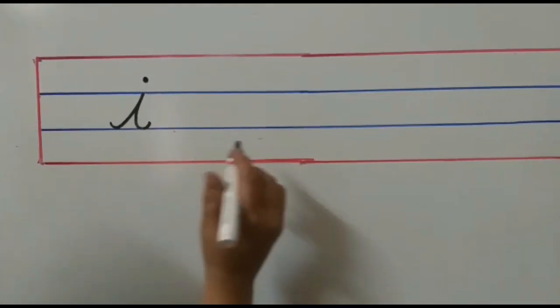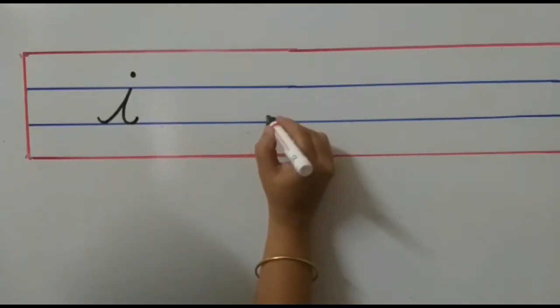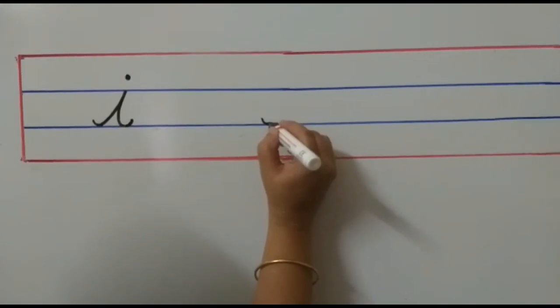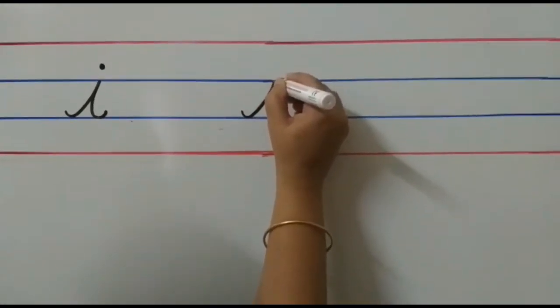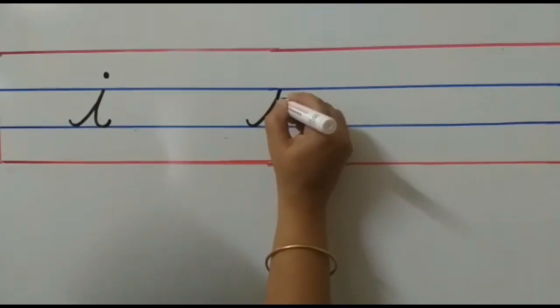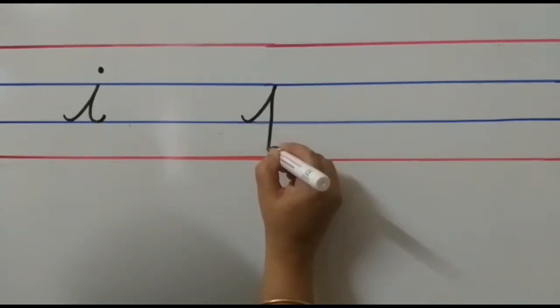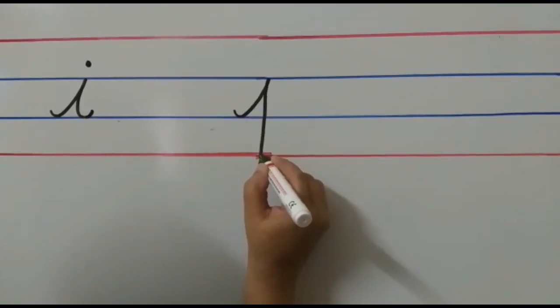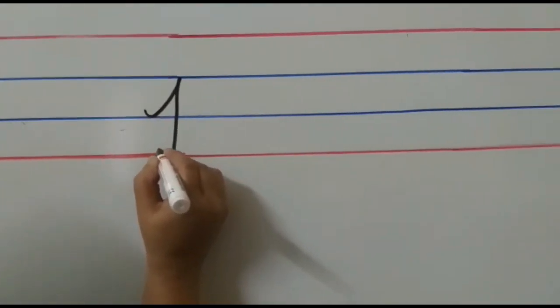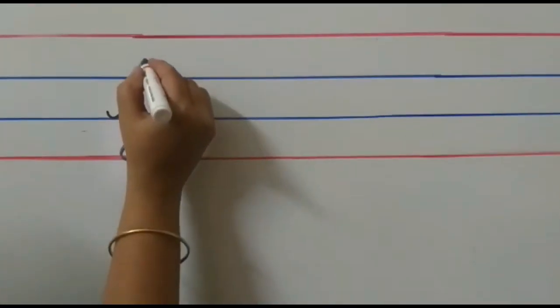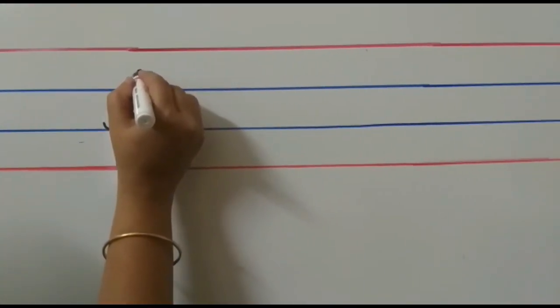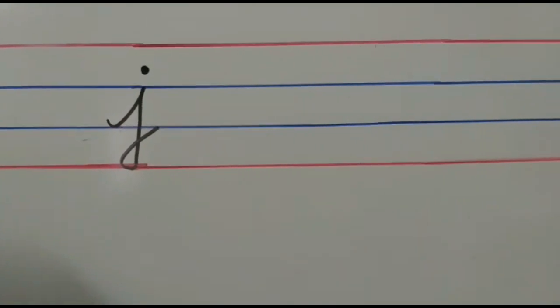I after J. Now make a small curve. Go up to the second blue line. Slanting line you have to go, children. Now come down to the fourth red line, children. Down. Now take a turn and go and join this blue line and put a dot. Small cursive J.